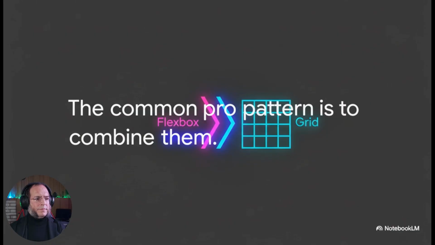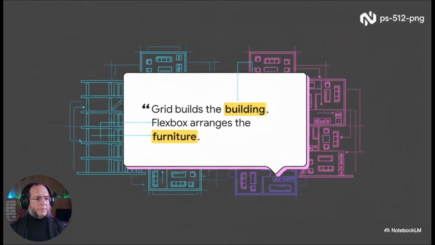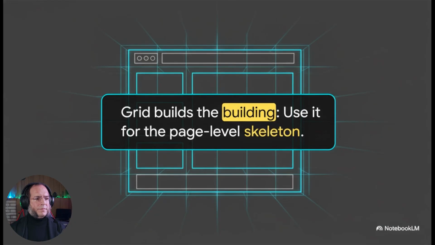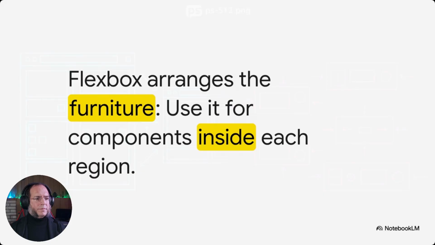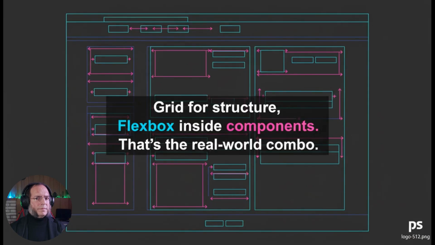But here's the secret. The pros don't choose. They combine them. I love this analogy. Grid builds the building. Flexbox arranges the furniture. You use Grid for the big stuff, the main skeleton and structure of your page. Then you use Flexbox inside those areas to line up all the little things. And that is the professional pattern. Grid for the layout, Flexbox for the components.